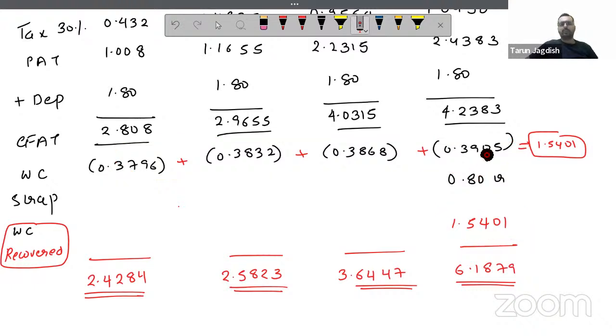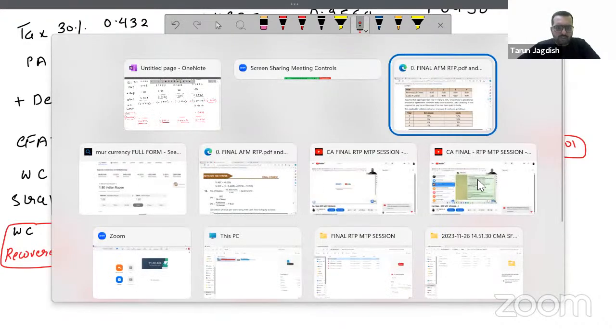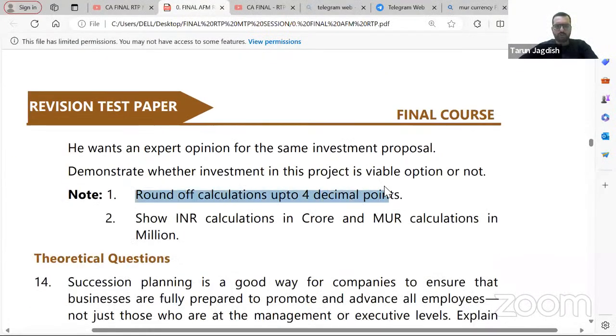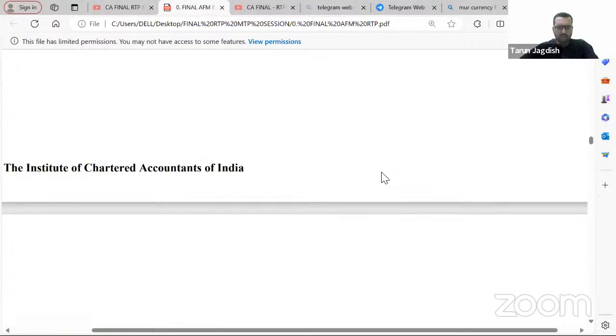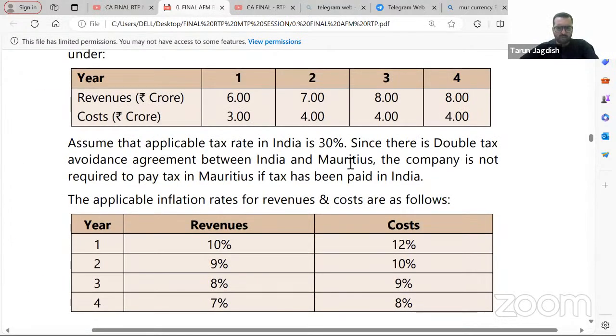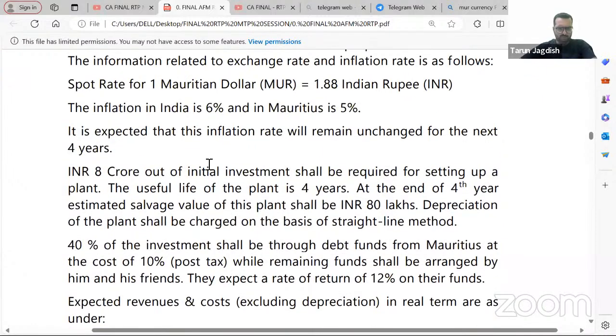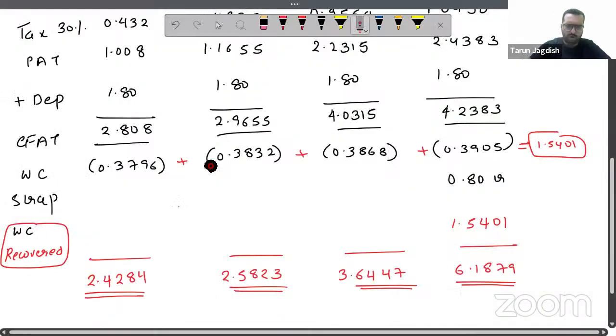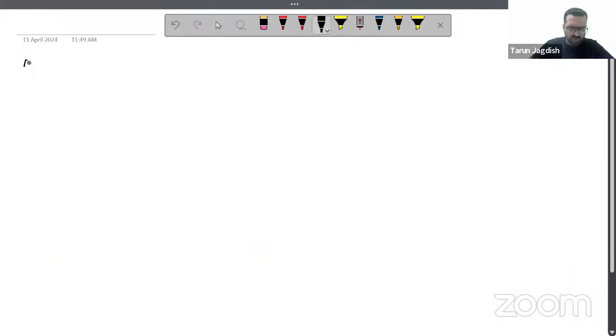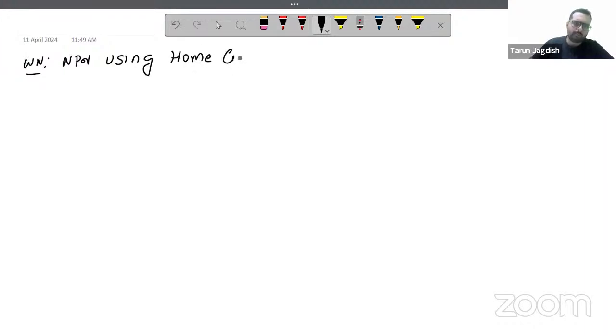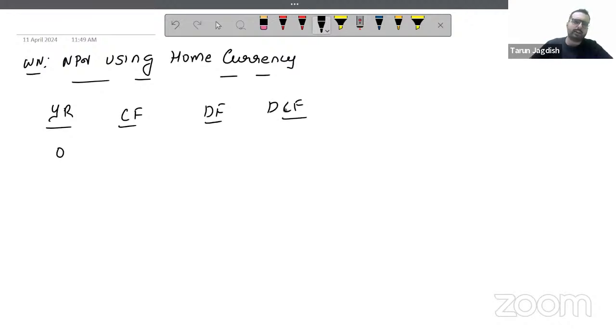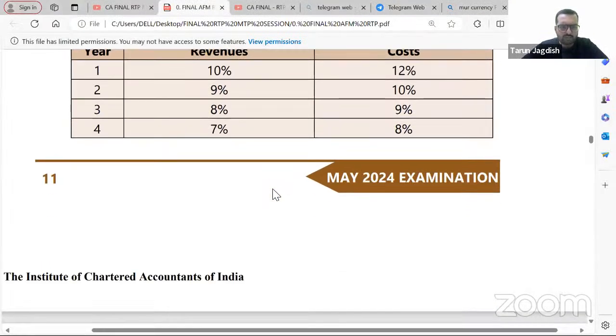All right, fine. So friends, once you get this, let us now go and read the question again. Show up the INR calculation in crore. This demonstrate whether the investment is viable or not viable. Have they asked which approach to use, home currency or foreign currency? Nothing is told, right? So we can either solve it using home currency approach or we can find out using foreign currency approach. So I'll write down the next working note. NPV using home currency approach. So how do you do it in home currency approach? You will take all the cash flows in rupee and the discount factor also will be of India. Here, have they given the discounting factor?